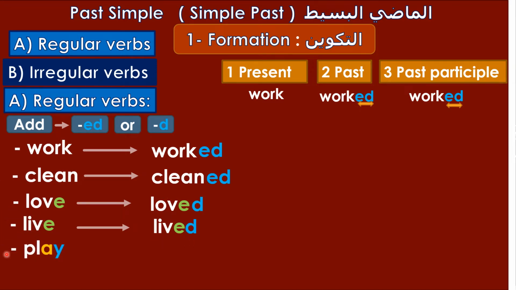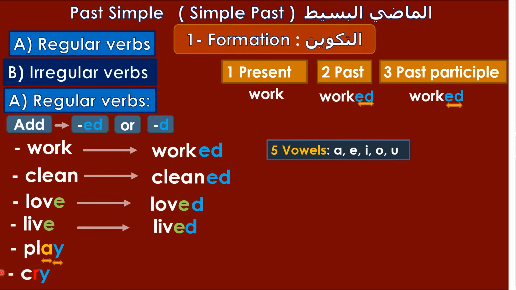Okay, if you look at a verb like play, it ends in y, preceded by a vowel. And these are the five vowel letters in English: A, E, I, O, and U.